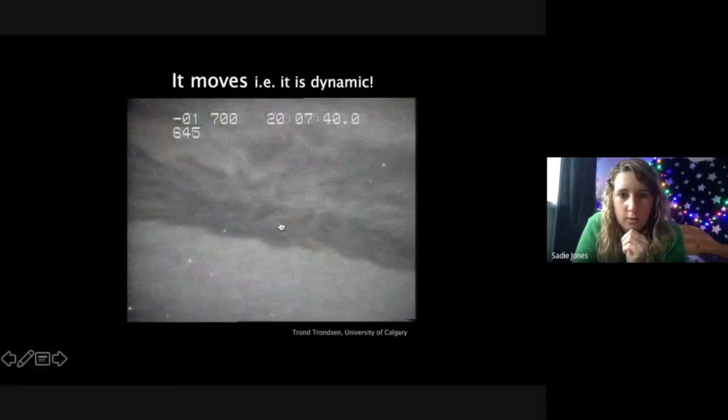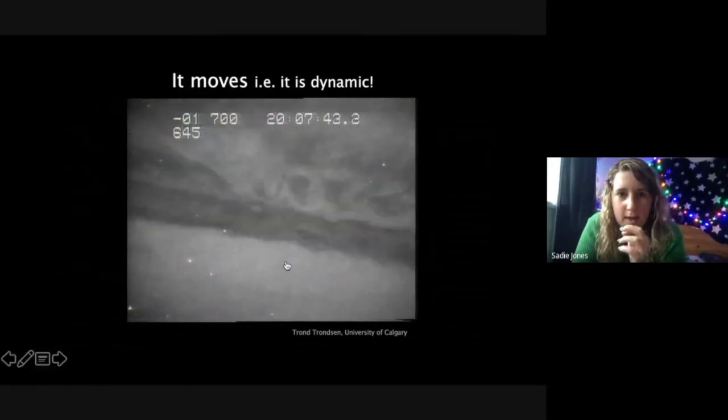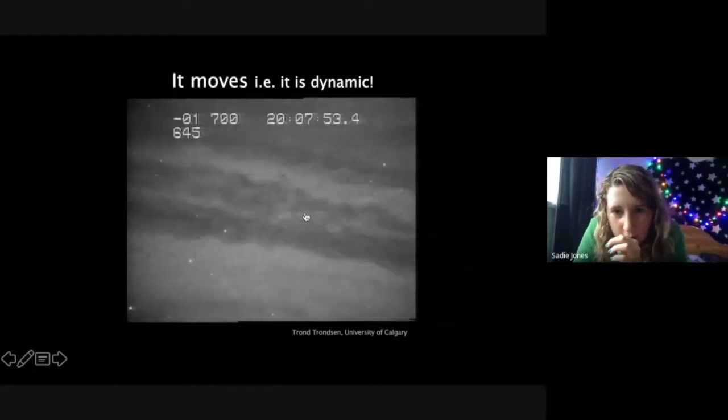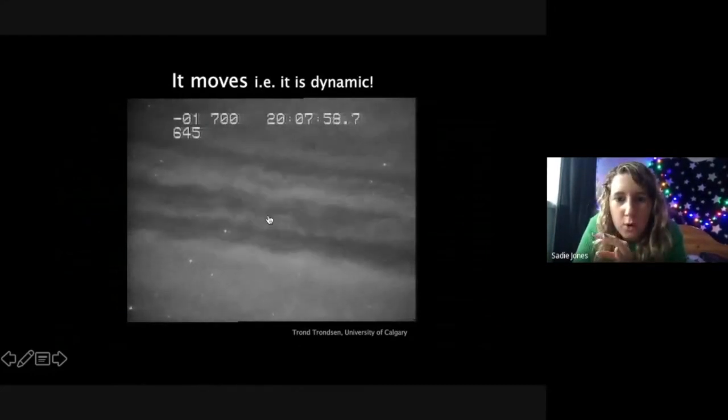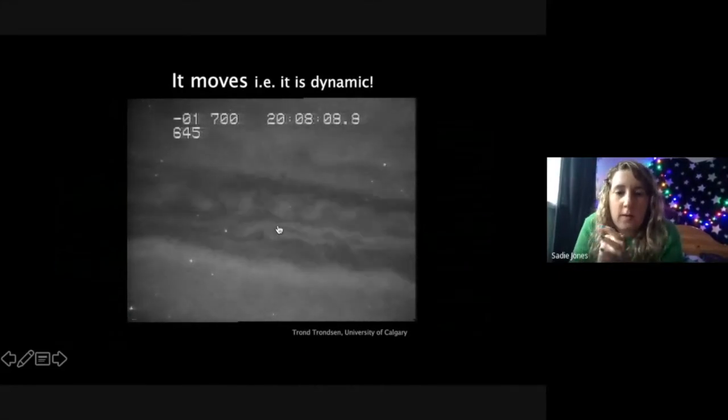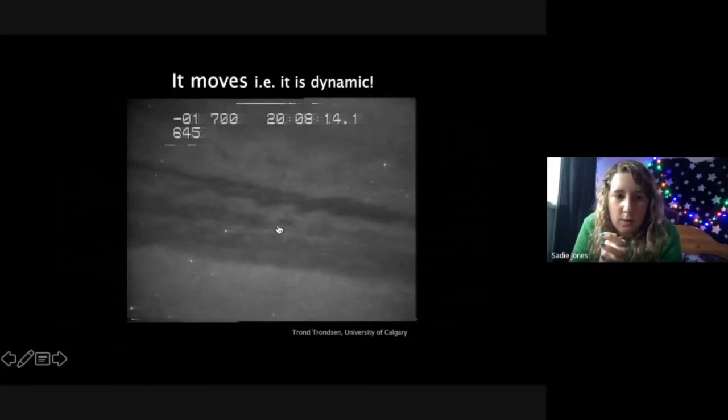The aurora isn't a static thing. It is dynamic, it is moving. And here you can see in this video lots of what we call curls and swirly things that are happening on these small scales in this camera video of the aurora.